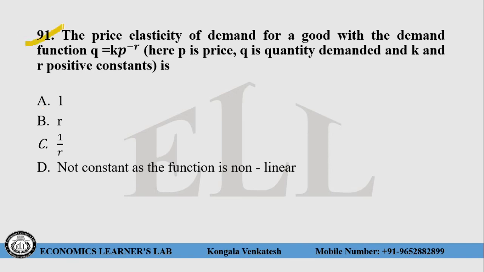Question number 91. The price elasticity of demand for a good with the demand function Q equal to K P power R. Here P is the price, Q is the quantity demanded, and K and R are positive constants. Choice A: 1, choice B: R, choice C: 1 by R, choice D: not constant as the function is non-linear. So here the right answer for this demand function elasticity is R. That is choice number B is the right answer for this question.